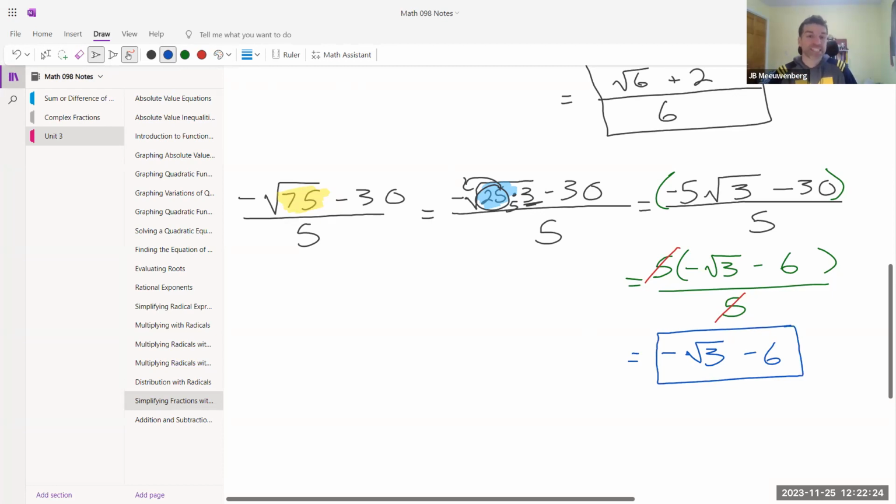And so that is how we simplify fractions with radicals. We first have to factor. We have to look to see what we can cancel. And that's it.